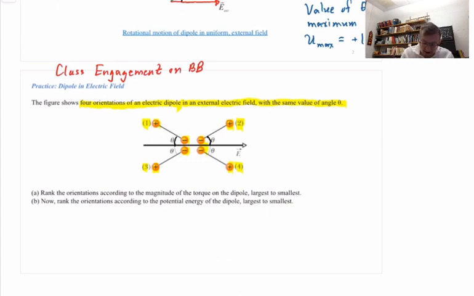So you are to rank those 4 orientations according to the magnitude of the torque on the dipole, largest to smallest. Rank the torque magnitudes on the 4. Then, rank the orientations according to the potential energy of the dipole, largest to smallest. Okay? That's all you need to do. Just think about the things we just talked about in this video, and we will be returning to this physics of torque and potential energy of a dipole in an external field as we need it throughout the rest of the course. But that's all for this video.